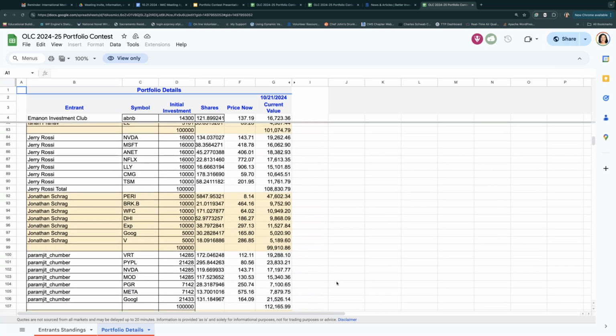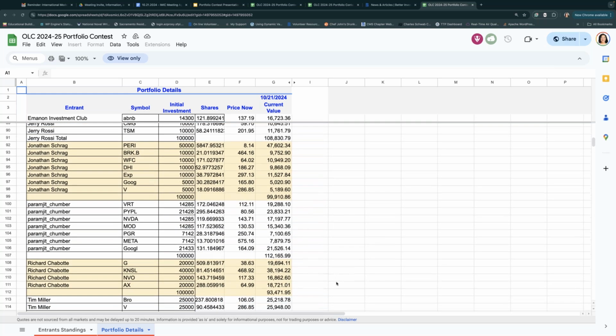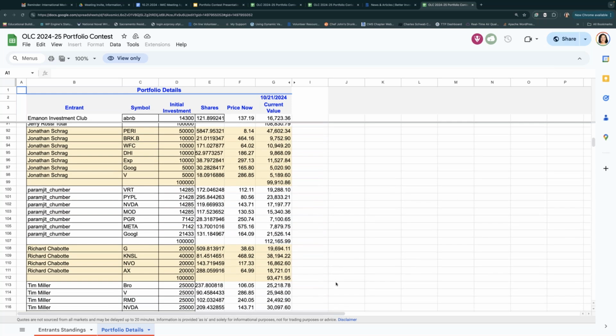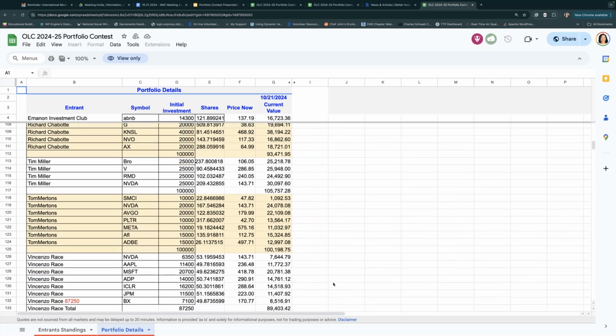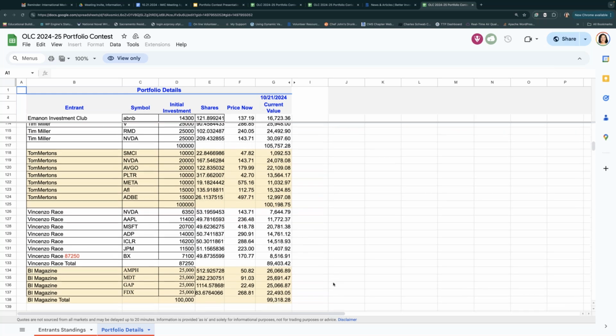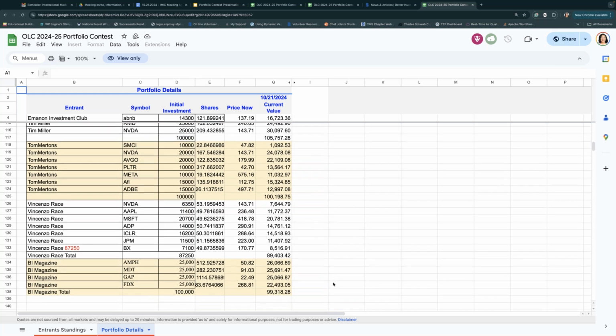But for me this is super interesting, because we don't actually get a chance to ever see what other people are looking at or investing in. So this is a great opportunity to see what other people are investing in.